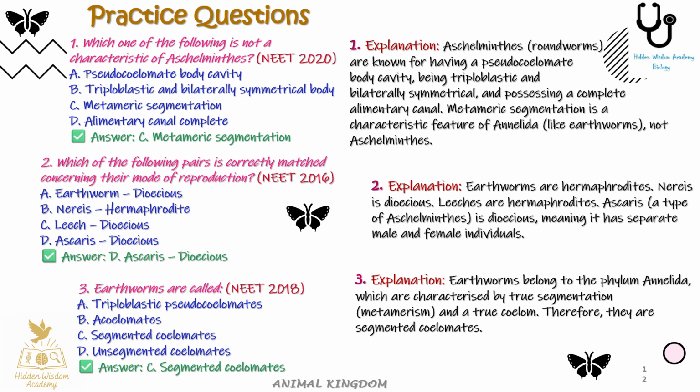Question 3. Earthworms are called. From NEET 2018. Option A, triploblastic pseudocoelomates. Option B, acoelomates. Option C, segmented coelomates. Option D, unsegmented coelomates. Explanation. Earthworms are segmented coelomates. They belong to the phylum Annelida, which is characterized by true segmentation called metamerism and a true coelom. This is why earthworms show clear body segmentation. The correct answer is option C, that is, earthworms are called segmented coelomates.